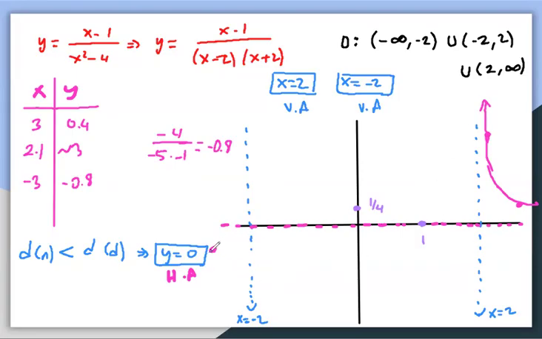So we can try one more point. I can try something else. What is that something else? I can try maybe negative 4 or negative 2.1.